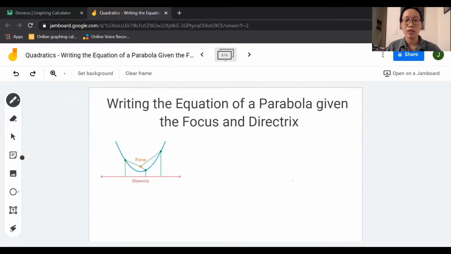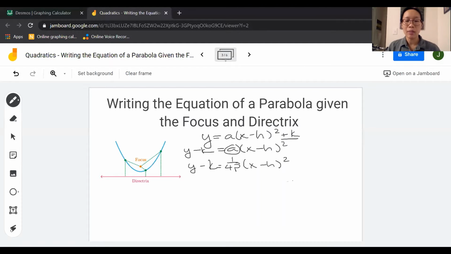To write this equation, we're going to use vertex form, which as you recall is y equals a times x minus h squared plus k. We're going to move the k to the other side by subtracting it, and that leaves us a times x minus h squared. And we're actually going to replace this a with 1 over 4p. This p is called the focal length. It's the distance between the vertex and the focus, or the vertex and the directrix.